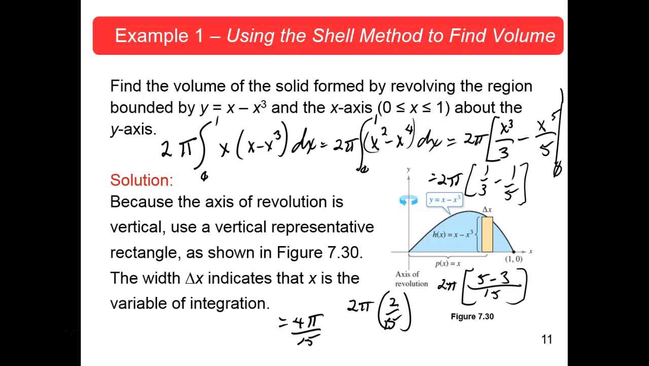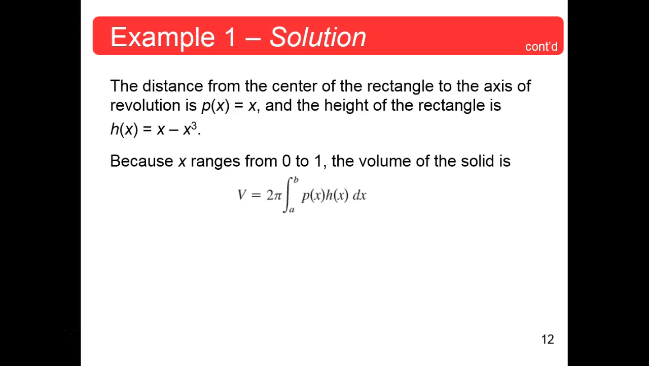Okay? Are we running out of time? No, not quite. Oh, yeah, we are, aren't we? Sorry. Let's see how they worked it. I think we did. The rho of, I keep saying row, p of x is x, h of x is the function value, and there you have it. 2 pi times the radius times the height times the thickness. You got it.